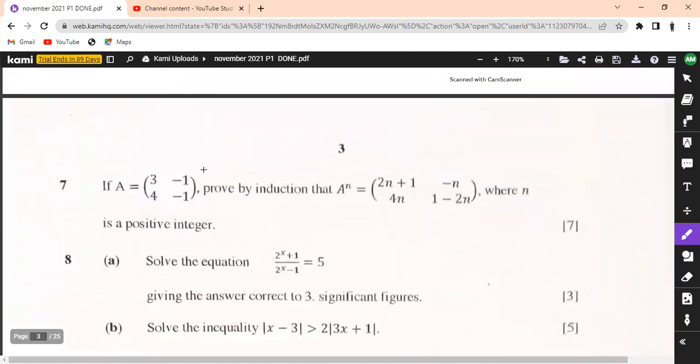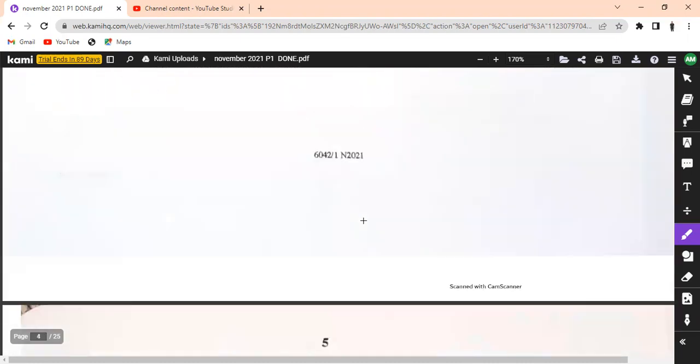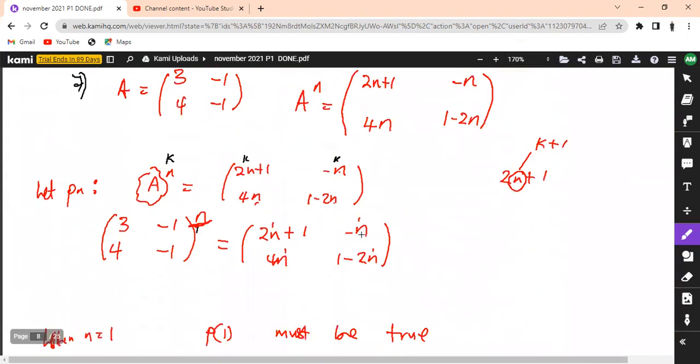Okay, the other part is solve this equation, giving the answer correct to 3 significant figures. Okay, so guys, it's just a matter of solving here, where we can actually work with laws of exponents, depending on how the question is given. Okay, so here let us first write down our question. This is 8a. We are given 2 to the exponent of x plus 1, everything over 2 to the exponent of x minus 1, which is equal to 5.